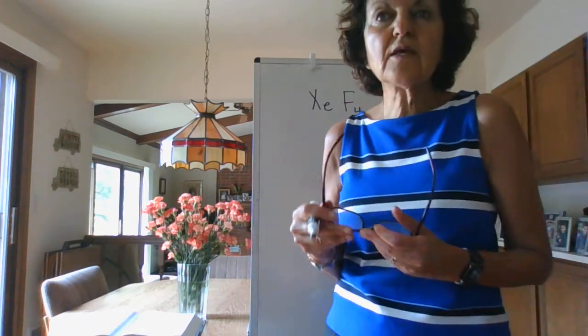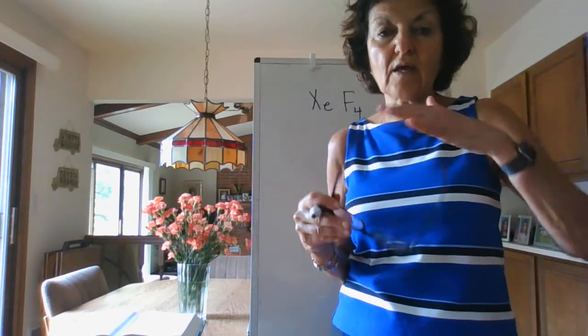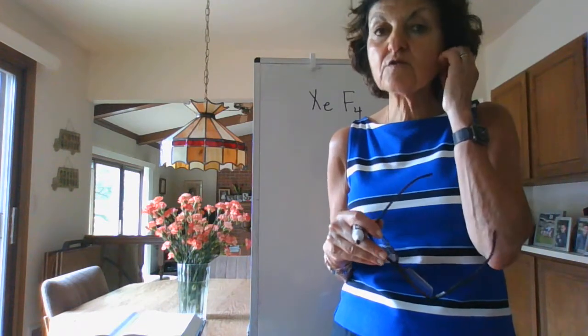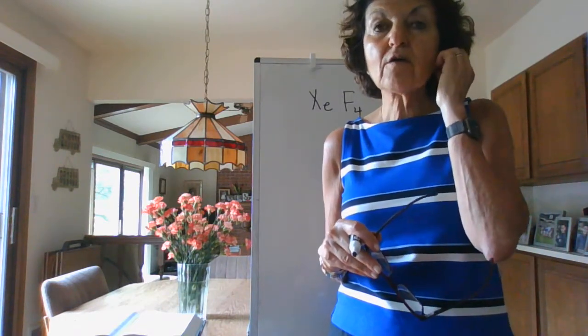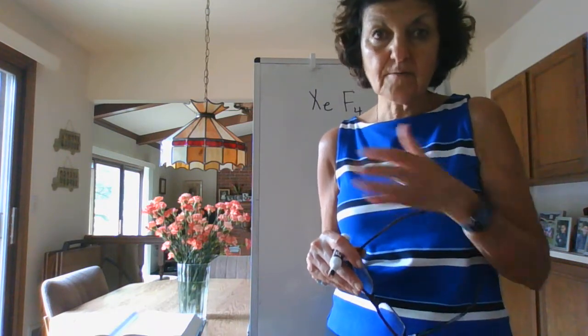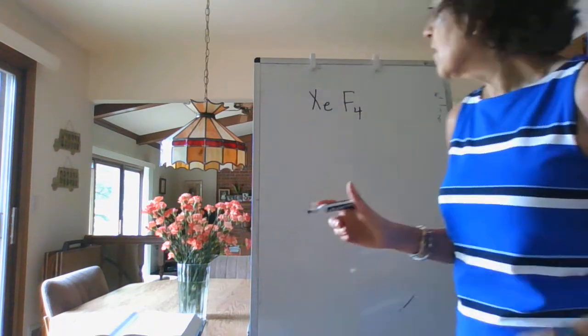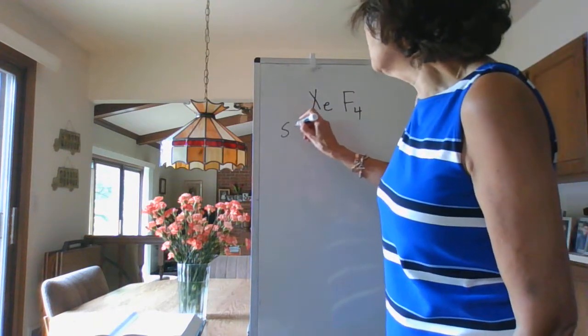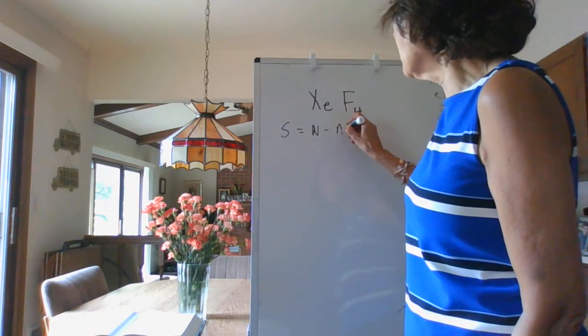When you've got these noble gases that are the heavier ones, they can do covalent bonding. Their N value is 8 and their A value is 8. So everything's 8 for them. All right, so let's go ahead and do it. S is equal to N minus A.